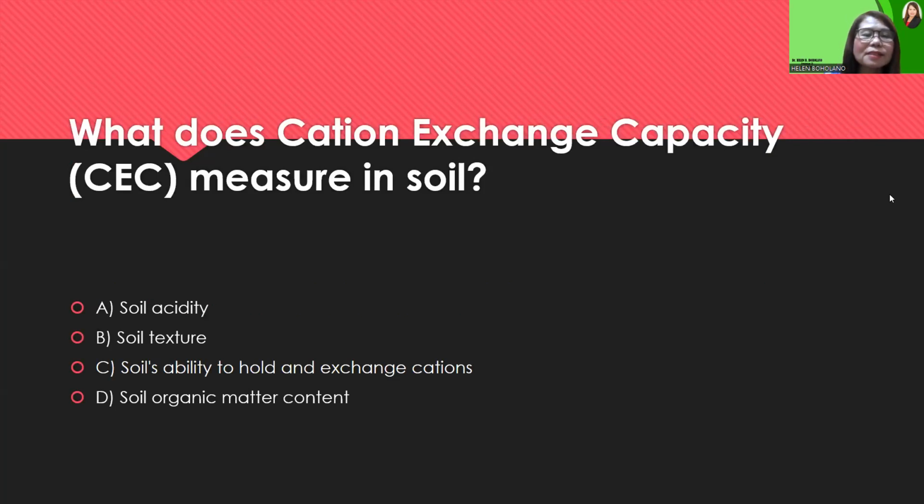So what does cation exchange capacity measure in soil? A, soil acidity. B, soil texture. C, soil's ability to hold and exchange cations. Or D, soil organic matter content. Okay, you can start typing or you can start writing on your sheet of paper.